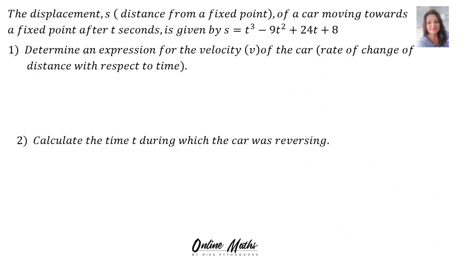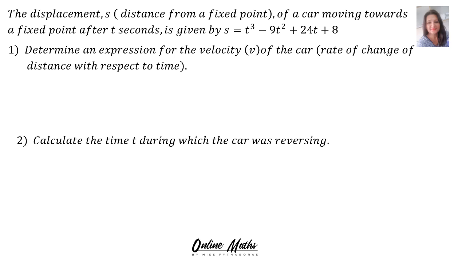Example 2. The displacement s, the distance from a fixed point, of a car moving towards a fixed point after t seconds is given by the equation s equals t cubed minus 9t squared plus 24t plus 8. That equation is the equation for the displacement or the distance. Question 1. Determine an expression for the velocity v of the car.